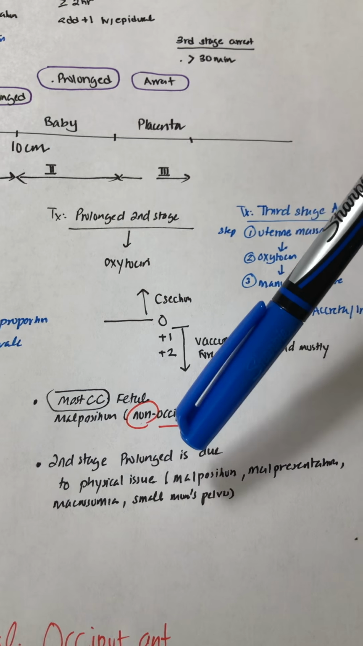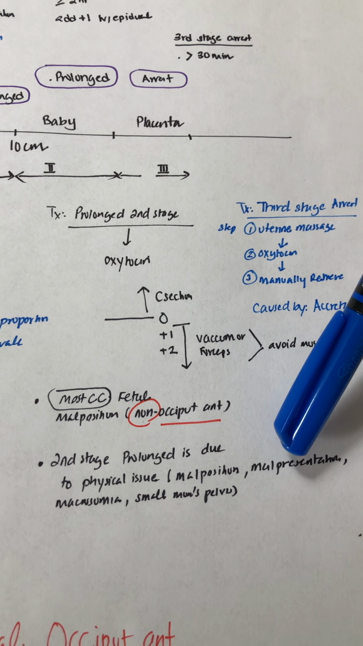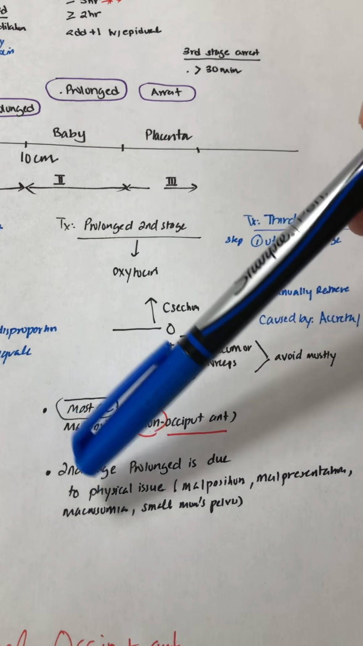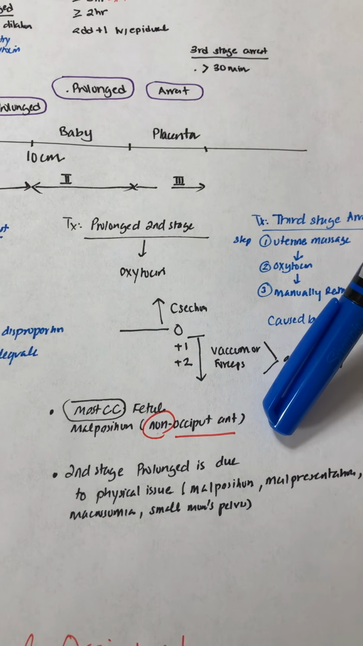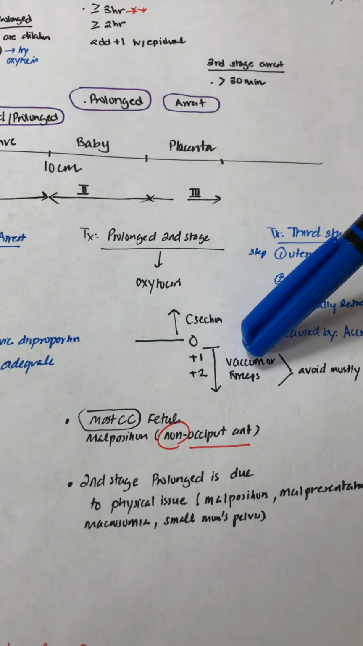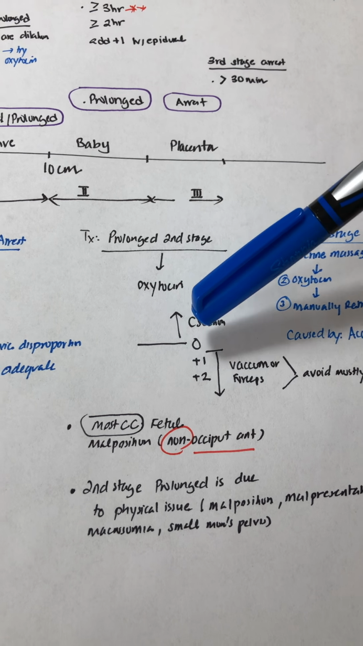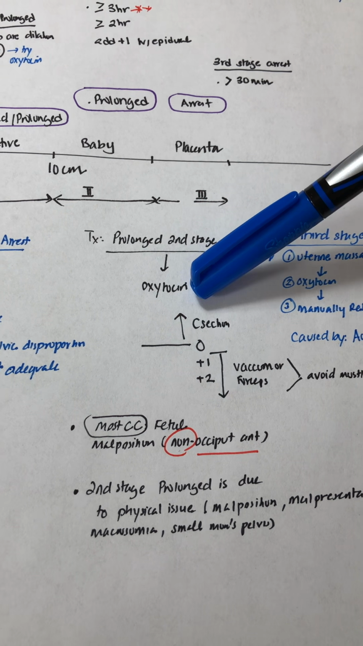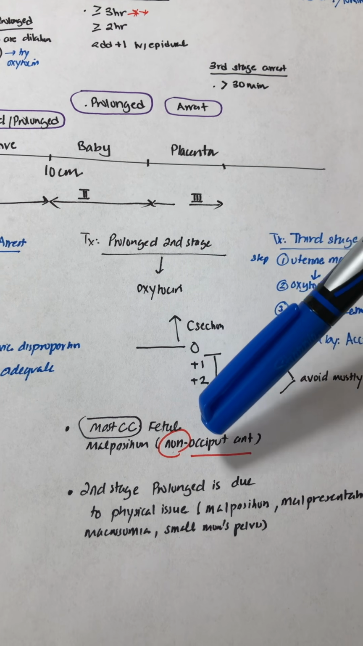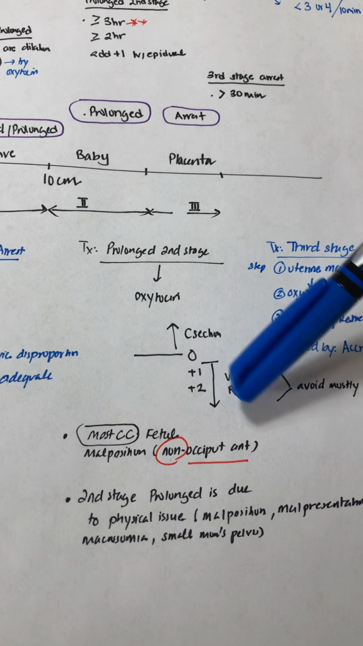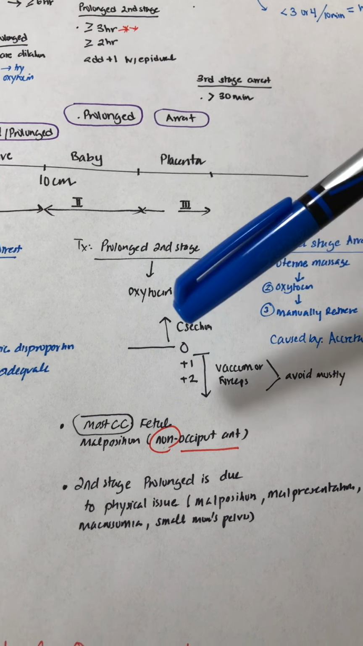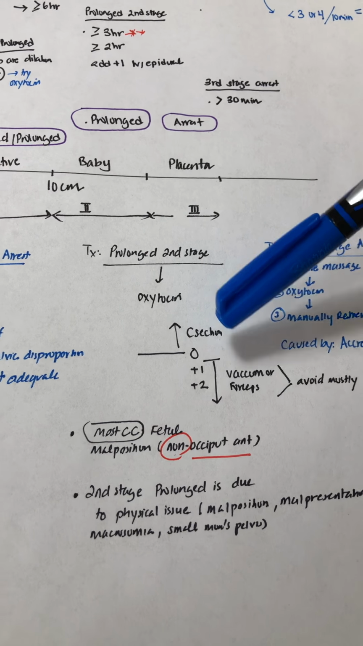Other causes are malpresentation, like breech position, macrosomia, and small mom pelvis. This is mainly a passenger or pelvis problem. So usually it's either C-section or vacuum or forceps. C-section is if the station is above 0, vacuum or forceps is +1 or +2, so anything below 0. But usually we try to avoid this. So we try oxytocin first, then see if the baby comes out. If not, then you either do C-section or vacuum or forceps.